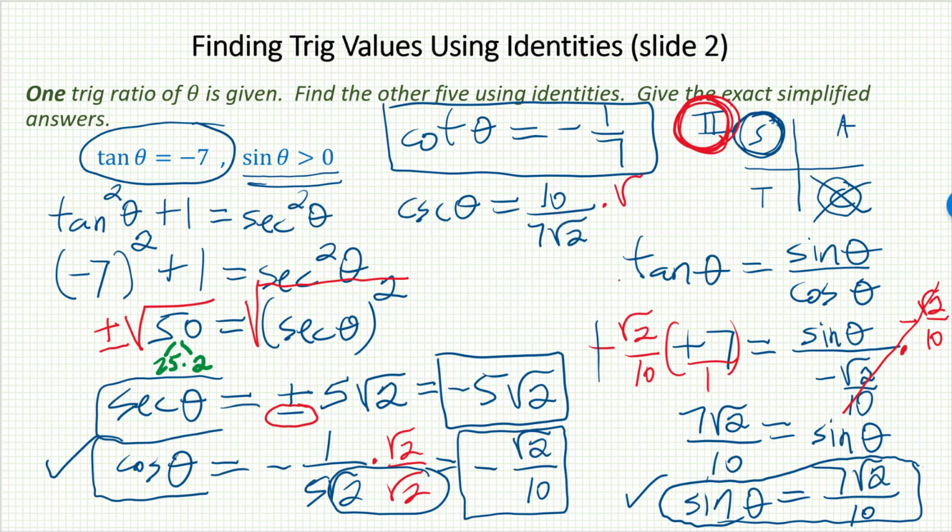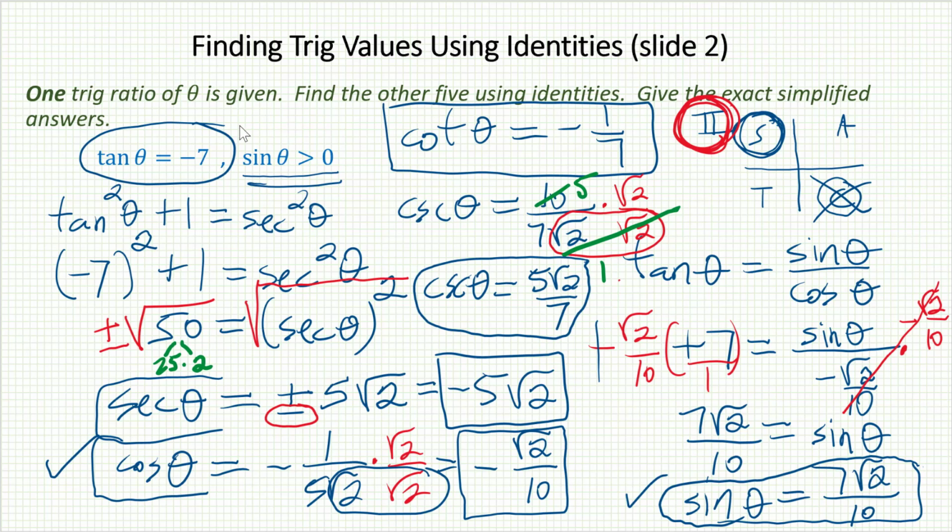And a little bit of rationalizing. Let's see, root 2 times root 2 makes 2, and that 2 will divide out the 10 for a final answer of 5 root 2 over 7. The pattern we used is a good one. We used a Pythagorean identity first, then we moved on to a quotient identity, and we found the rest using the reciprocal identities. We expected the sine ratio and therefore the cosecant ratio to come out positive. Sure enough, that's happened, and all the rest are negative.